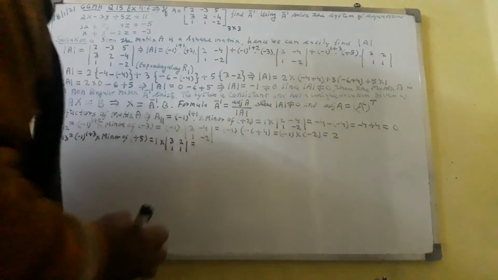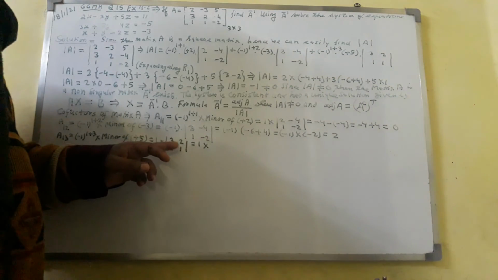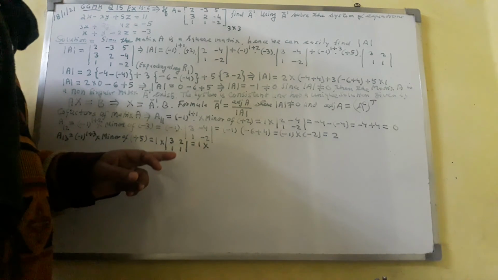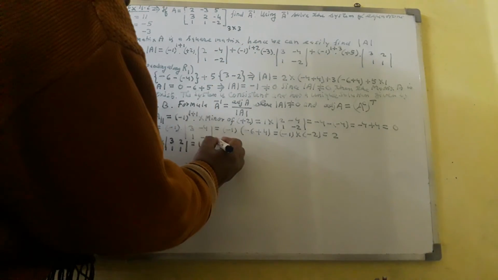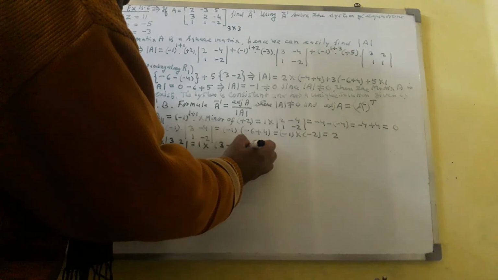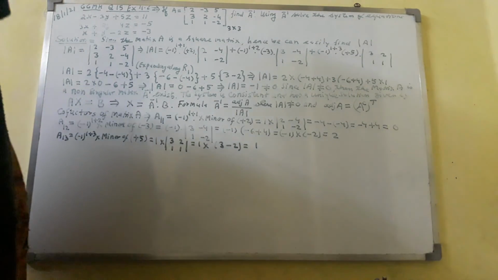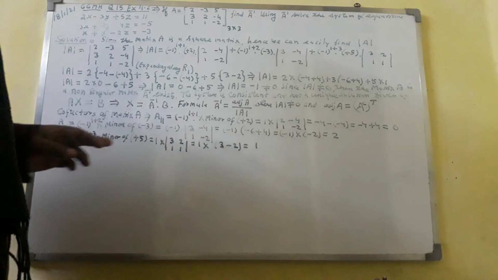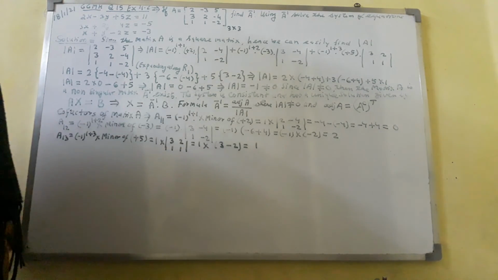Now again, 3 and 1 are in the principal diagonal. Elements of the principal diagonal, 3 and 1, will multiply together. So here you will get 3 minus 2 comes out to 1. So 0 2 1 you have got. So you have got A₁₁, A₁₂, A₁₃.